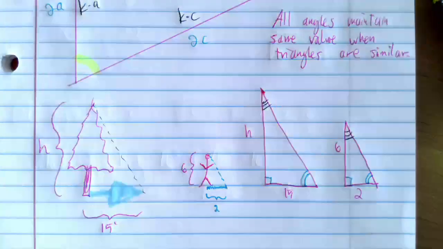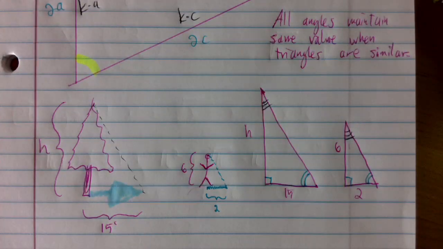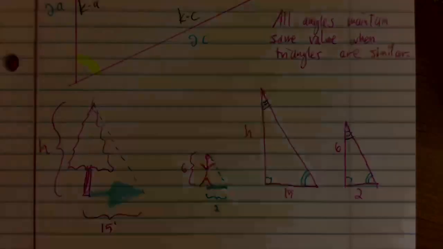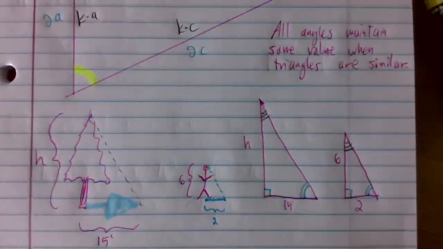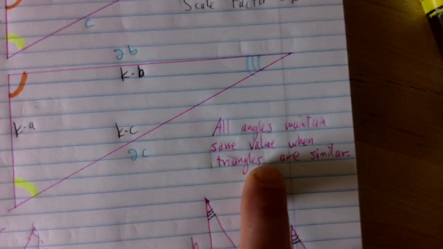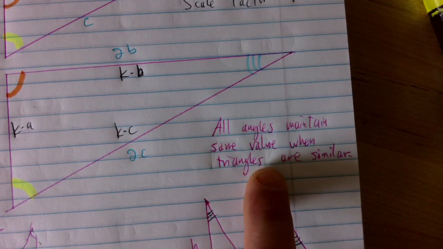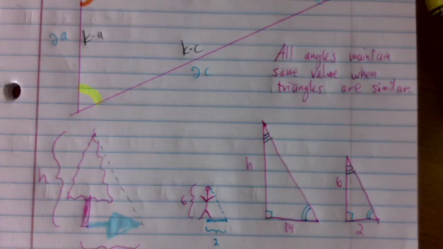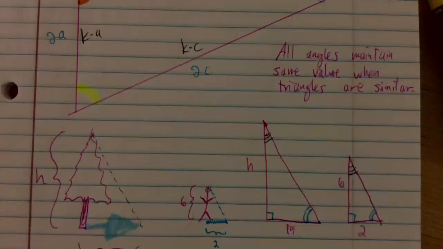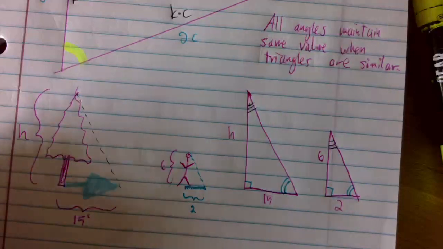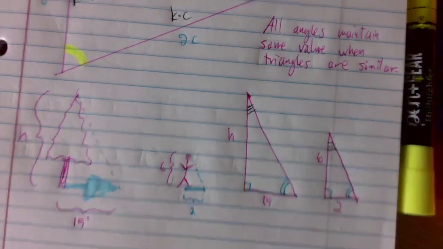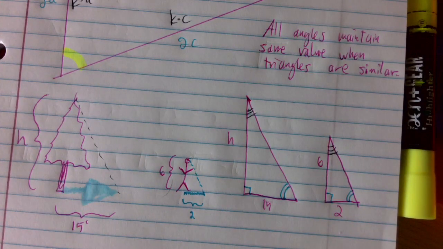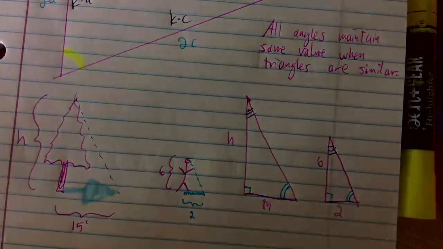What can you tell me about the triangles now? They're similar. Wait, why are they similar? Look at what we wrote down. Angles maintain the same value when triangles are similar. If you can prove that two triangles have identical angles between the two of them, then those triangles are able to be proven similar, okay? So, that's cool. What do we get to do with it, though? Well, now we get to use the similar triangles to find out how tall the tree is without even climbing it.